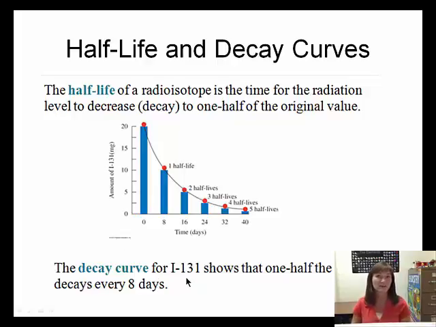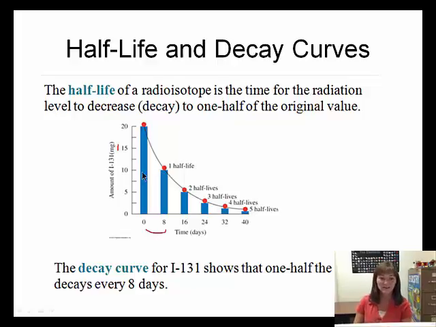So if we look at it, at time equals 0, so 0 days, we start off with 20 milligrams of iodine-131. And they start letting it decay, and when you get to half of 20, that puts us at 10. So it took 8 days for my sample to cut in half. So it went from 20 down to 10 and it took 8 days to do that. So we say the half-life of iodine-131 is 8 days.